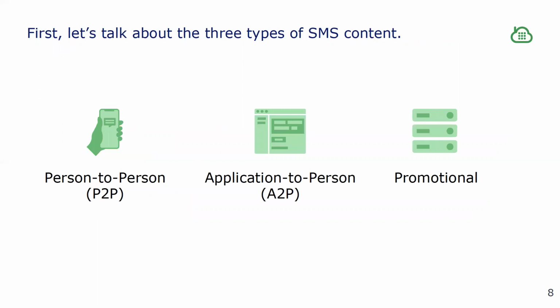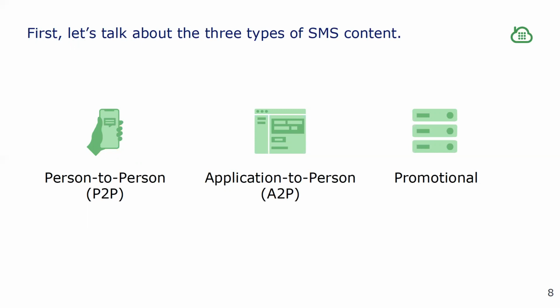So Ramya, could you talk to us about the content types? Yeah, absolutely. So before we look at the common pitfalls, let's talk about the 3 kinds of SMS content that are there in the market. The first one is person-to-person or P2P traffic. This kind of traffic categorizes messages like a conversational SMS or a two-way SMS that involves an outbound message and receiving a reply and continuing the conversation.